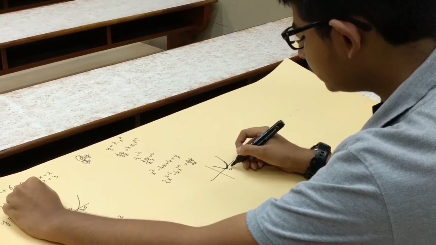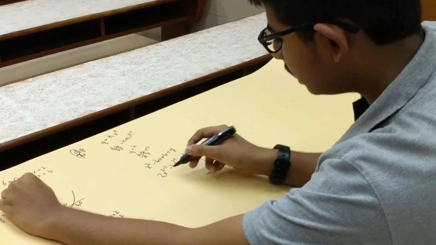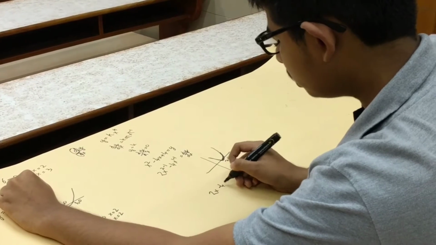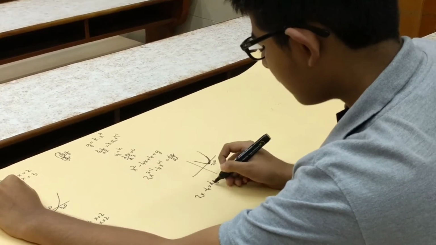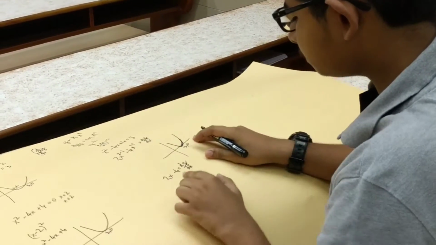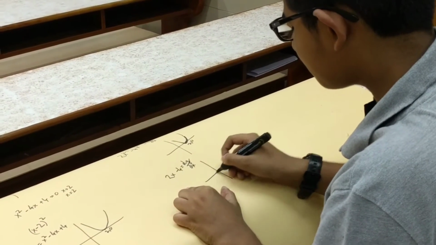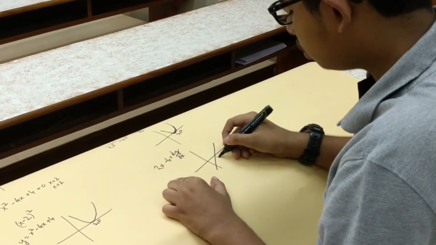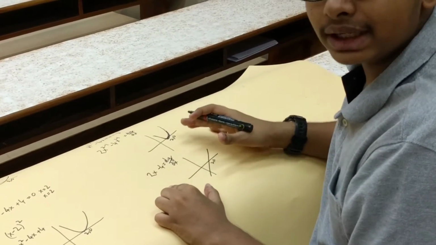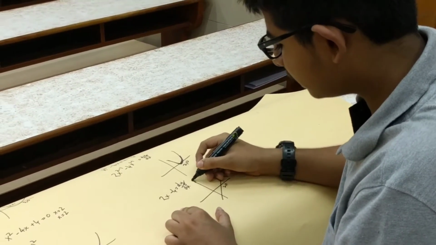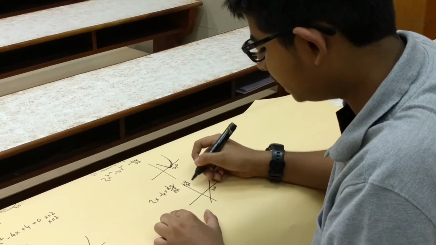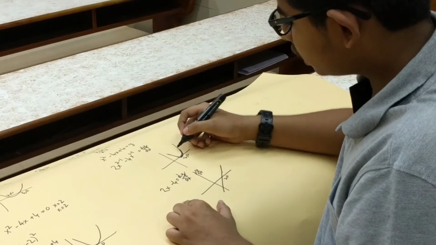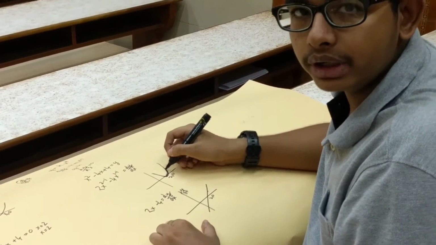This point here is (2, 0). Now let's plot a graph for this function, 2x minus 4 equals dy by dx. We see this is a straight line passing through (2, 0). Now let's understand the meaning of this graph. This y-axis represents dy by dx. Every point here represents the slope of the corresponding point here.